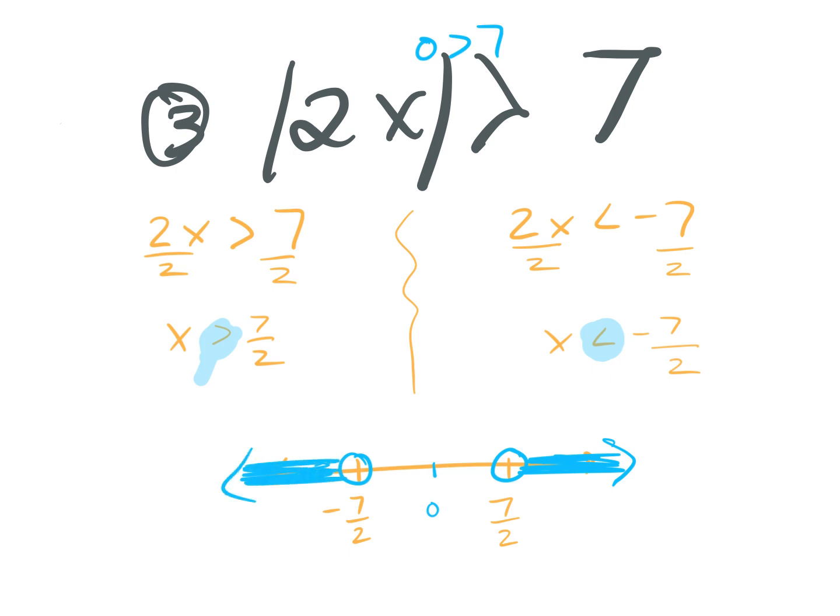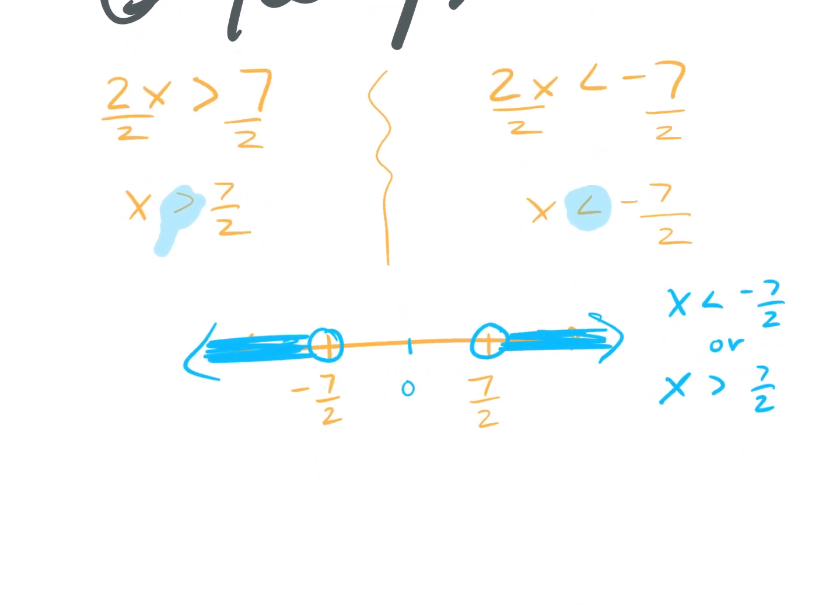So here we have 2 parts to our graph. So our inequalities stay separate. We have x is less than negative 7 over 2 or x is greater than 7 over 2. So when you have 2 parts of the graph, you're going to have 2 inequalities in your answer. You can't write them together. You don't put the U thing? For our interval notation, we put the U thing.